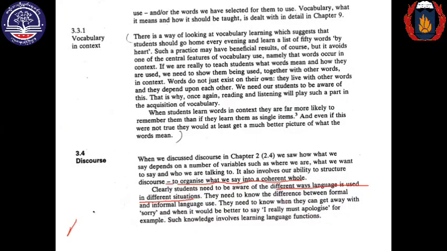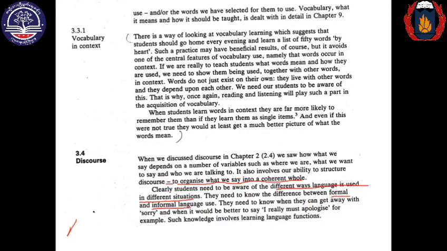To whom are we talking? Participants, tone, register. In the same way, in which situation? What are we talking about? The topic. They need to know the differences between formal and informal language.